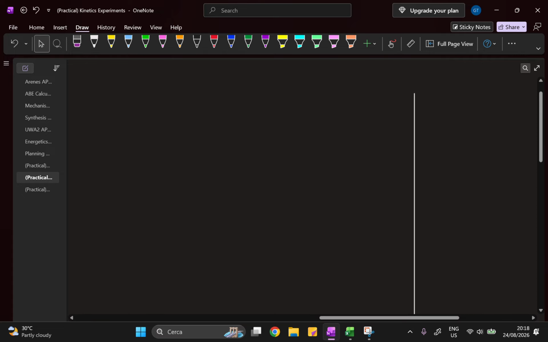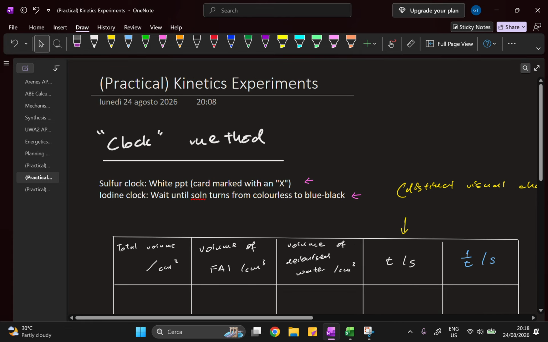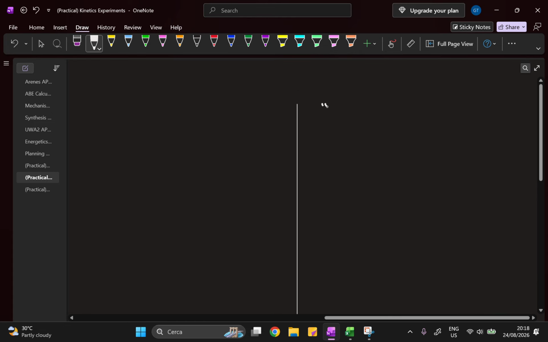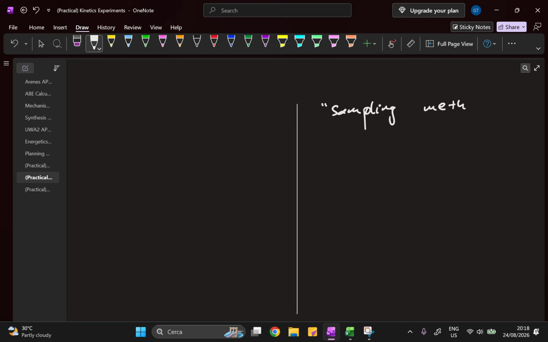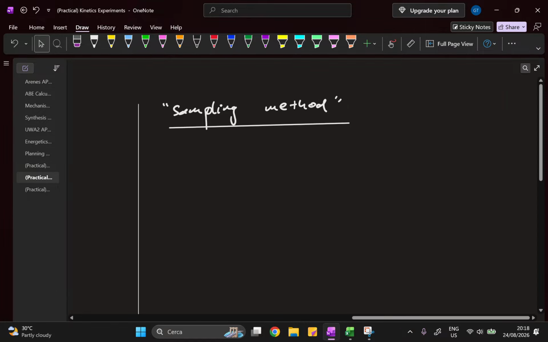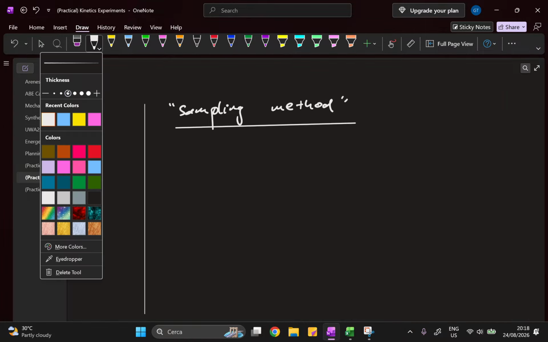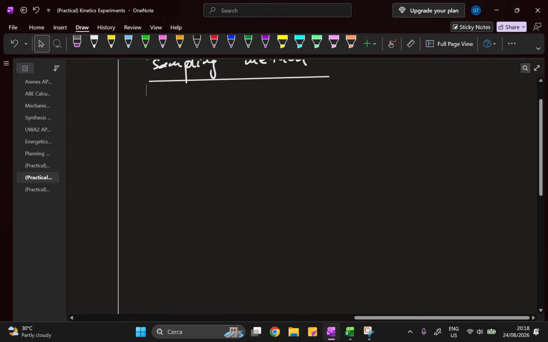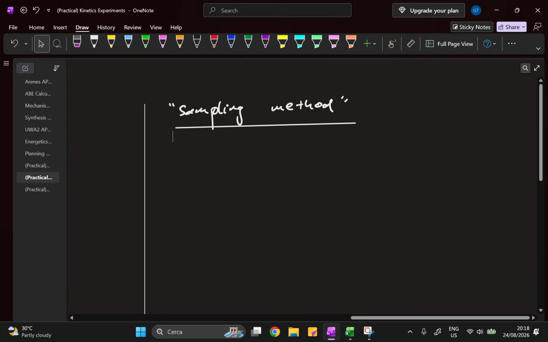Technically, there are two different ways you can do the sampling method. One is sampling followed by titration. One is sampling followed by gas collection. If you take bio, you know how to draw the setup for gas collection. So hopefully bio will have provided pretty good training for how to draw the gas collection setup.